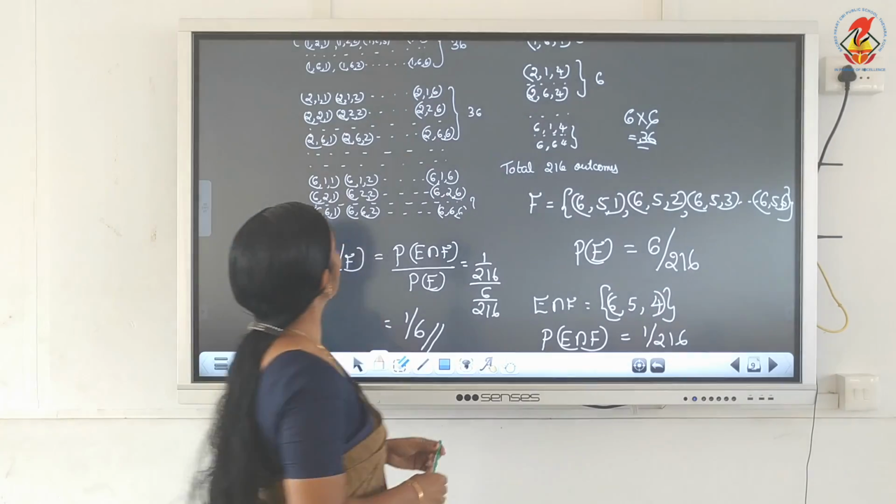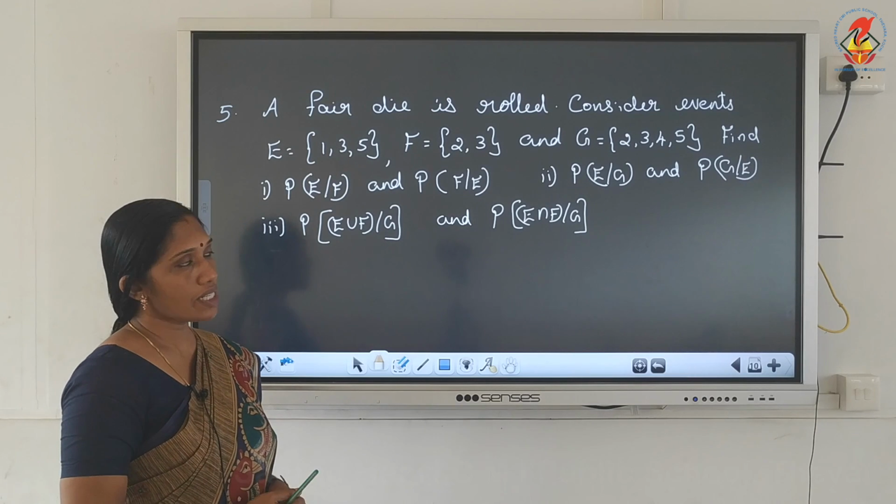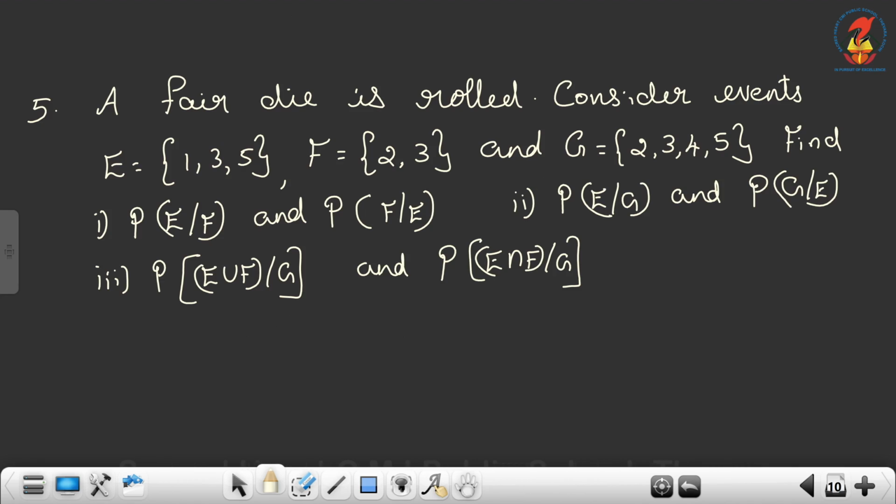Okay. Now the next one, a fair die is rolled. Consider the events E, F and G. Find 3 subdivisions: P of E given F and P of F given E; P of E given G and P of G given E; P of E union F given G and P of E intersection F given G.